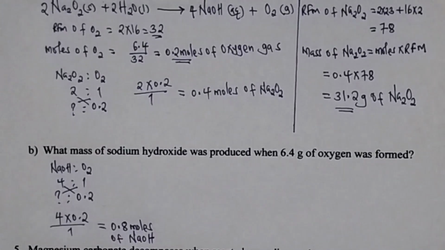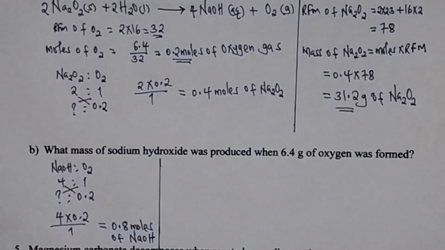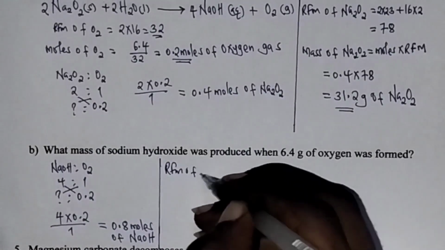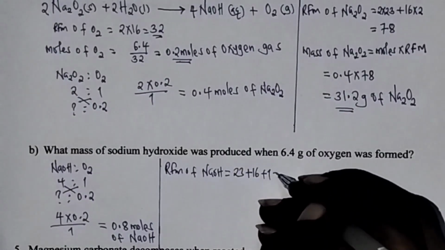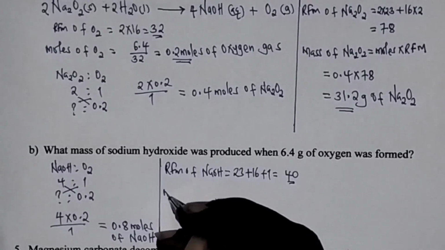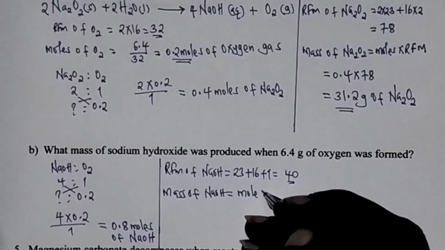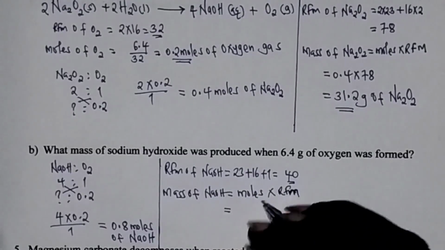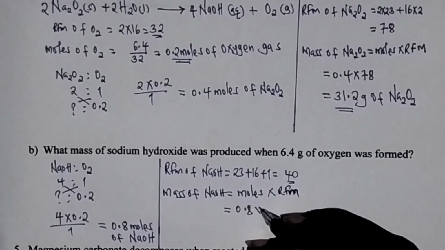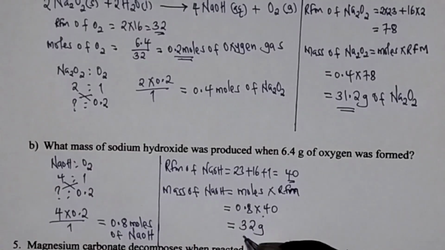So if we have that, we can get the RFM of sodium hydroxide. RFM of sodium hydroxide will be 23 for sodium, 16 for oxygen, 1 for hydrogen. Here we are going to get 40. So mass of sodium hydroxide will be equal to moles times RFM. So the moles of sodium hydroxide, which is 0.8, multiplied by 40, which is the RFM of sodium hydroxide. What are we going to get? So we are going to get 32 grams, very easy, of sodium hydroxide.